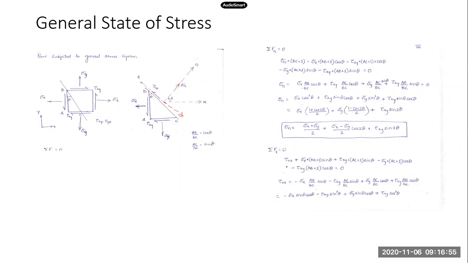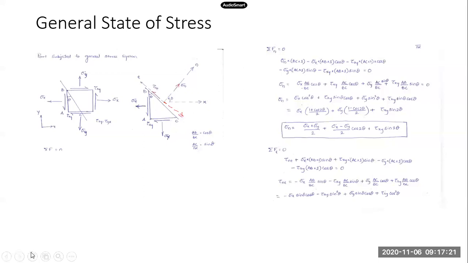And again, on this face AB in the y direction, there is a shearing stress acting, tau xy. So that will be tau xy into AB into 1, the force, into cos theta. It is acting in the y direction. When I try to resolve it along t, I have to multiply cos theta with this. So minus, again, because it will be directed along a direction opposite to this t direction.